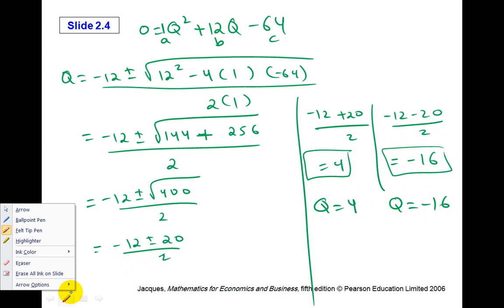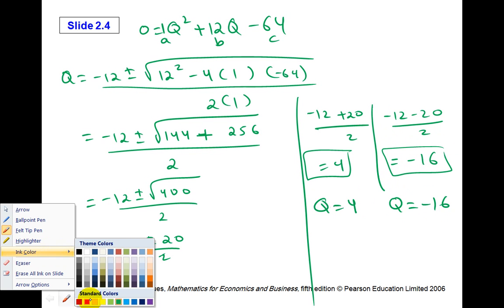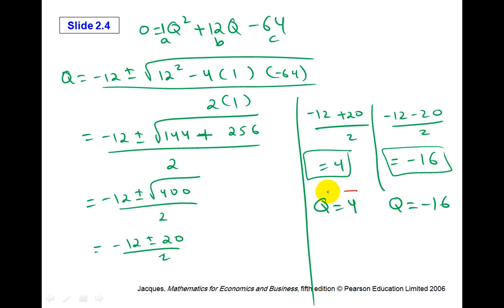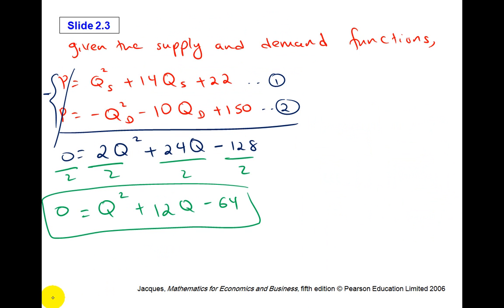But do you think that there is a quantity with a negative? No. So you will take the positive quantity, which is this will be the right answer, and this will be left because quantity cannot be negative. So depending on this quantity, you'll find the price.